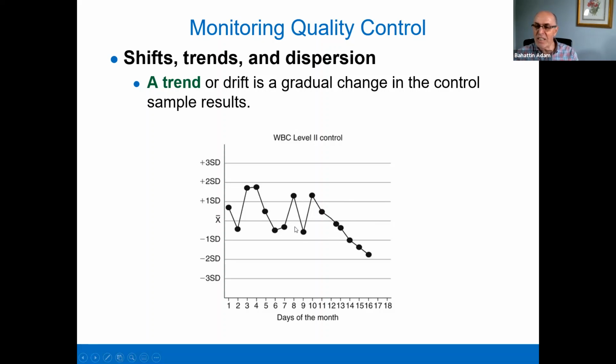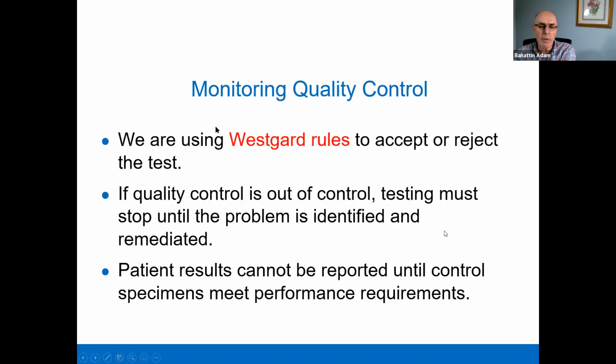Okay, the chart is really important to follow the quality of the test, to notice any kind of problems or errors before you release the patient's result. This is known as trend or drift. And Westgard rules are what we use to either accept or reject the patient results, the test results.